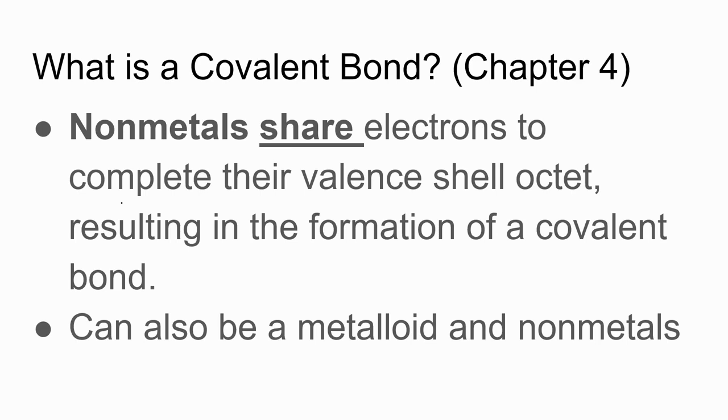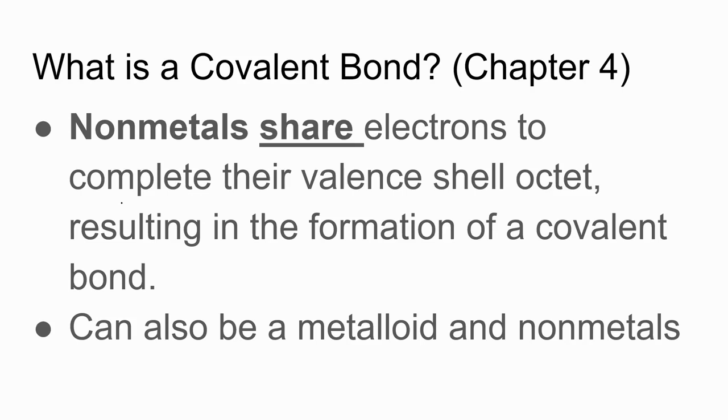So if we only have nonmetals in our compound, that's going to be covalent. That's not going to be ionic. And we'll talk more about that in chapter 4. They're going to share their electrons to complete the octet. Remember, in ionic, the metal loses electrons and the nonmetal gains electrons. In a covalent bond, the nonmetals are going to share, and that's how they're going to get their full octet. Remember, that's what's driving bonding, is that everything wants to have a full shell.